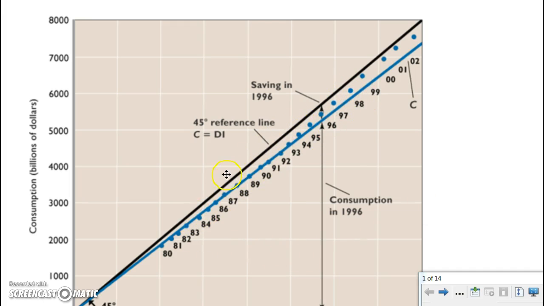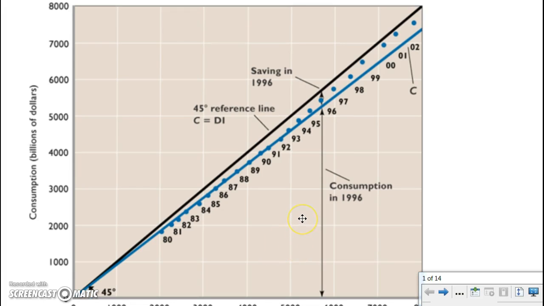So this 45-degree reference line, this is called the Keynesian cross diagram, and it's actually not even on the AP test anymore, but it does sometimes still come up in Econ Challenge. So according to the Keynesian cross diagram, consumption is a function of income.